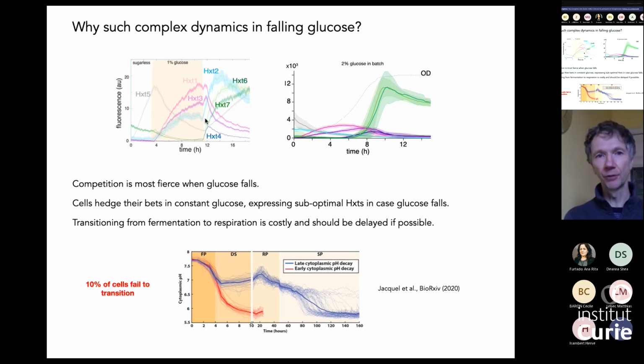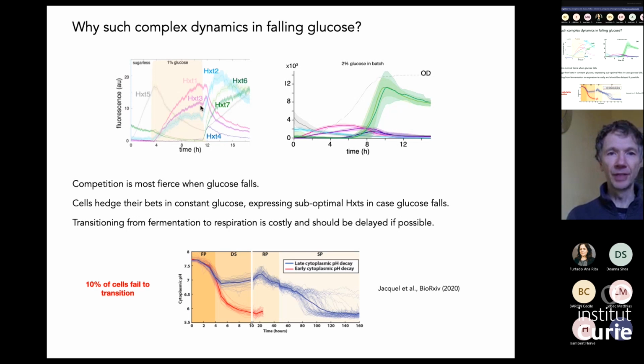So perhaps then cells are willing to put lots of resources into making sure they get whatever glucose is available by expressing multiple transporters with different affinities to make sure they get the right one. I'm not sure. You can also see in batch culture when glucose gets very low, so the OD is plateauing, so it's almost running out of glucose here. You get very high expression of these low affinity transporters to try and presumably get most of the glucose that's left.